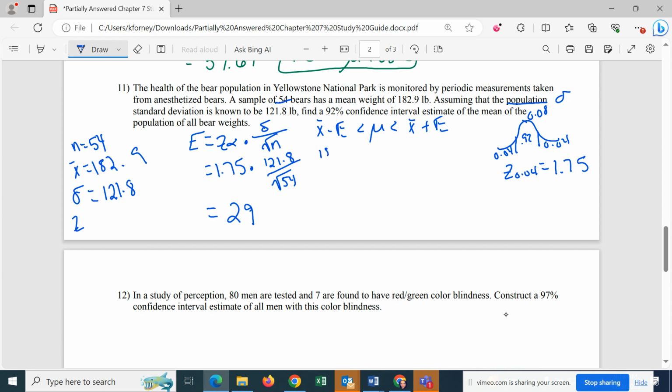So we have 182.9 minus 29, and then 182.9 plus 29. And we find that our mean is between 154 and 212 for a 92% confidence level.